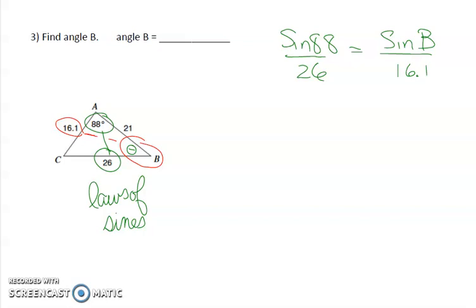So in problem number 3, again, we have a pair. 88 degrees gets paired up with the 26 side, which makes this a law of sines problem. So sine of 88 degrees over 26 equals the sine of our missing angle, b, over 16.1. So the first step is to cross multiply.